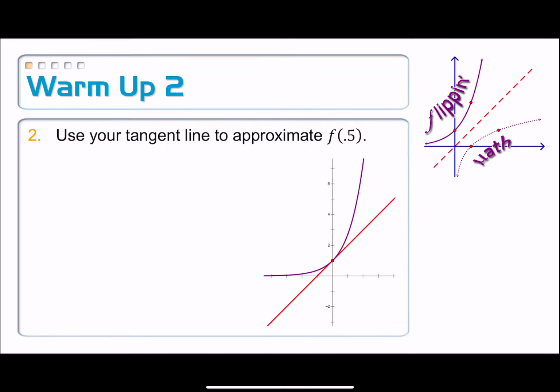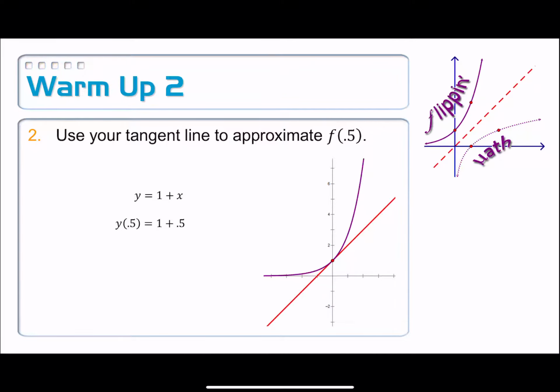Okay. Number 2, use your tangent line to approximate f of 0.5. This is what I was saying, that we use this tangent line to approximate function values that are pretty close to that point of tangency. And so if we're finding f of 0.5, that's e to the 0.5, which is essentially the square root of e, like that is not something that you'd be able to get without a calculator.